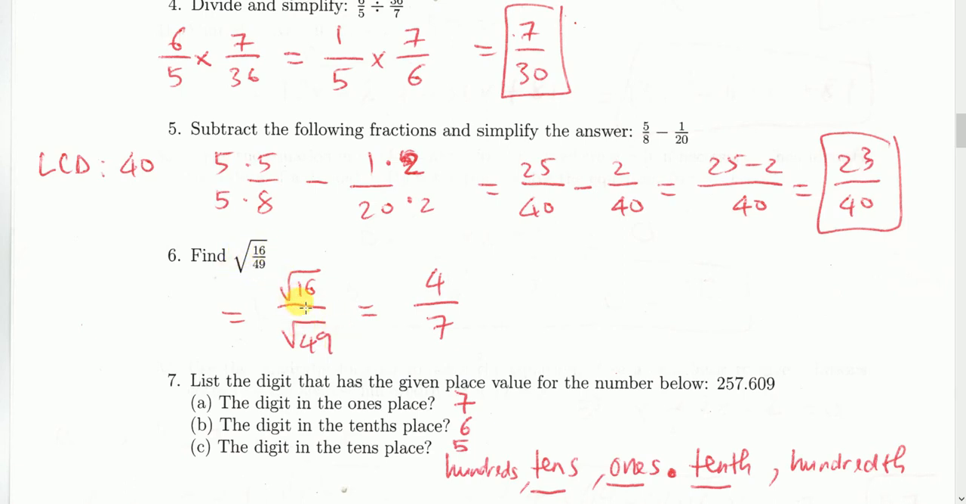The square root of 16 is 4, because 4 times 4 gives you 16. The square root of 49 is 7, because 7 times 7 is 49. So the answer is 4 over 7. And 4 over 7 is the simplest version of the fraction, because we cannot reduce it further.